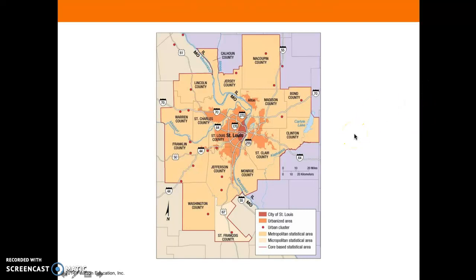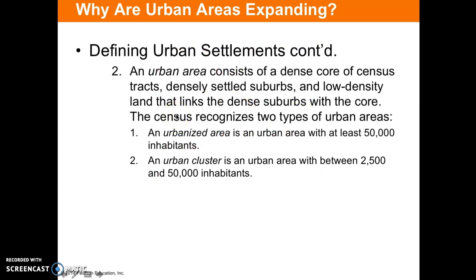So here you have the city of St. Louis, and then here you have the urbanized area, and then here are other urban clusters. And this is the metropolitan statistical area. When we look at an urban area, we're looking at the dense core of a census tract, densely settled suburbs, and a low-density land that links the dense suburbs with the core.